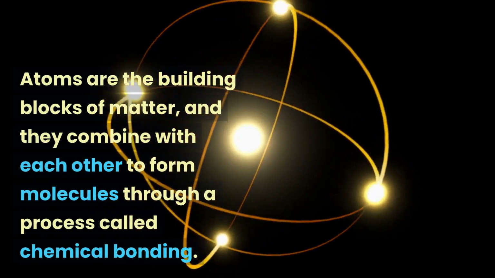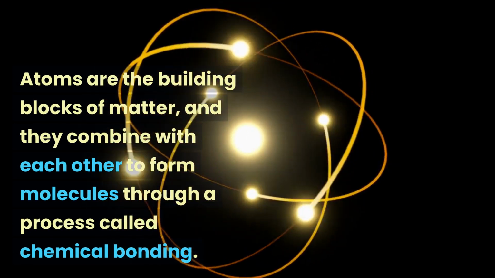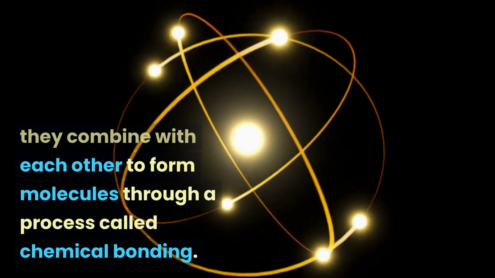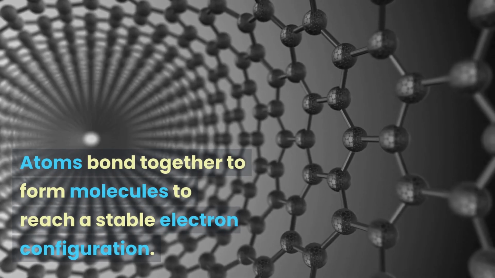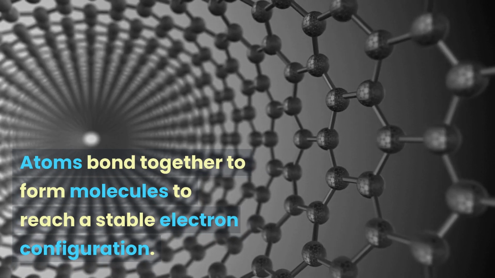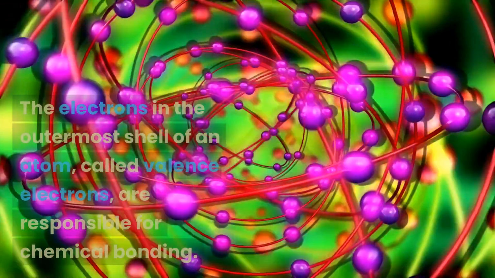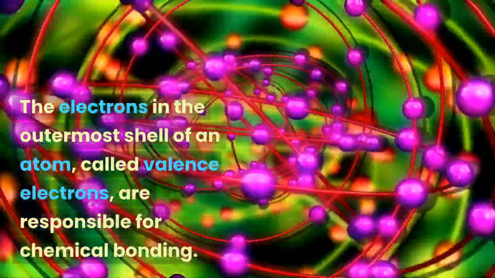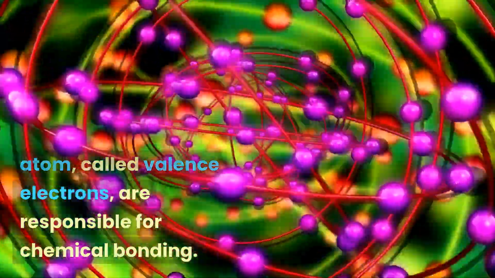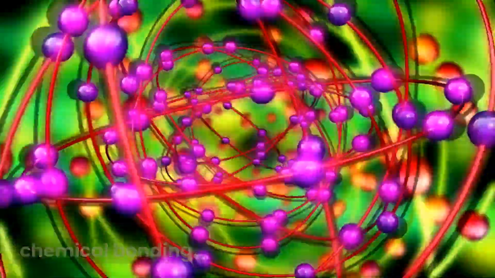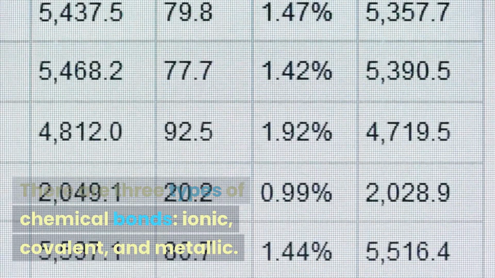Atoms are the building blocks of matter, and they combine with each other to form molecules through a process called chemical bonding. Atoms bond together to form molecules to reach a stable electron configuration. The electrons in the outermost shell of an atom, called valence electrons, are responsible for chemical bonding. There are three types of chemical bonds: ionic, covalent, and metallic.